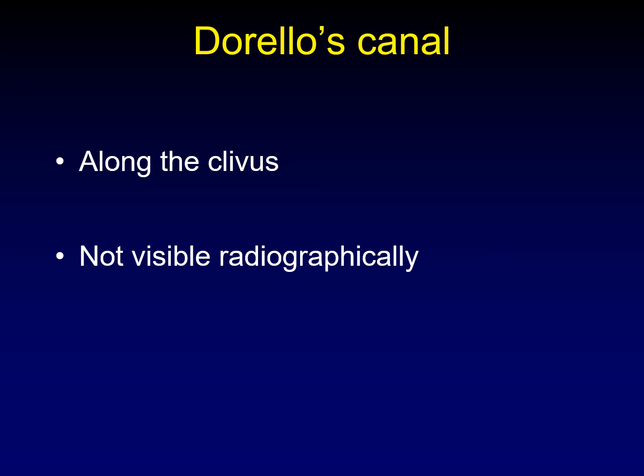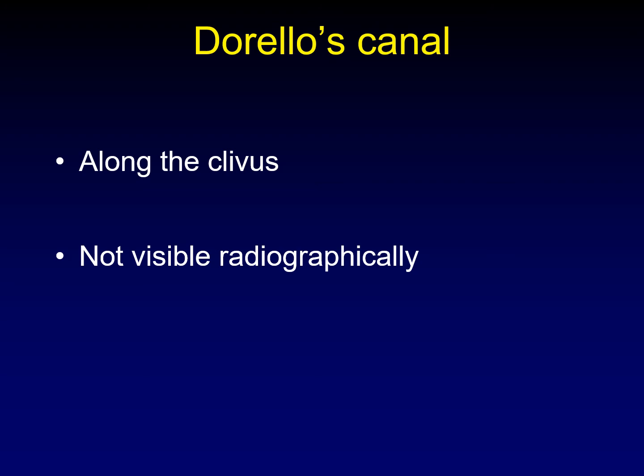Dorello's canal is relatively long. It runs most of the length of the clivus, and that's why the sixth cranial nerve ends up with, as they say, the longest intracranial course. Remember, the cisternal segment isn't particularly long, but if you count Dorello's canal, then it ends up with a pretty long intracranial course.